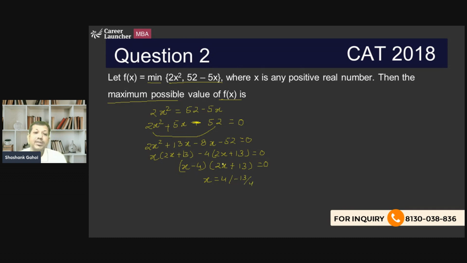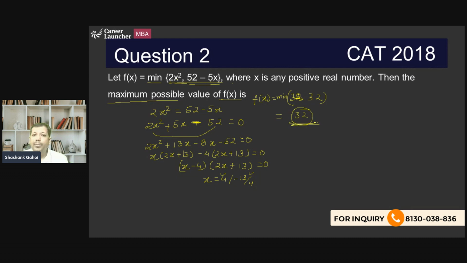So I am going to get the maximum value at both the functions. I'm just going to plug in x equal to 4 over here. That is going to be 2 into 4 square, 16 into 2 is 32, and 52 minus 20 is going to be 32. So it is f(x) equal to the minimum of 32 comma 32. What is the minimum value of the function? That is going to be 32 itself. So the answer of this question comes out to be 32 directly.